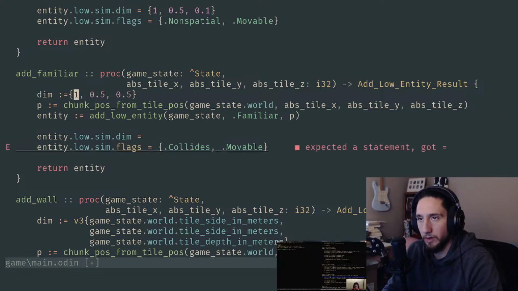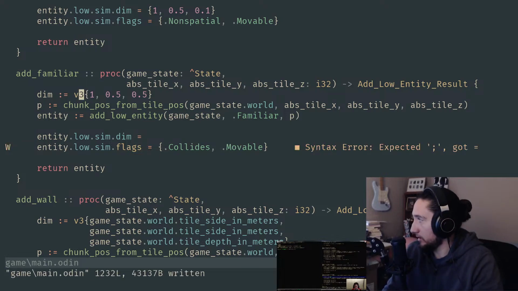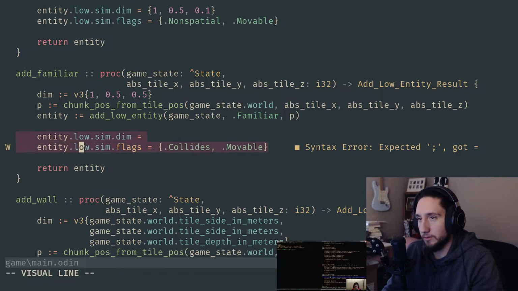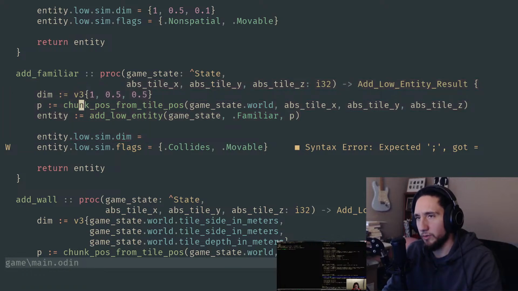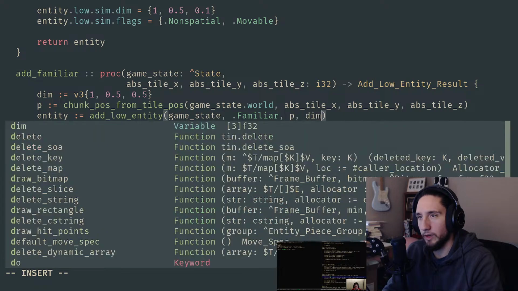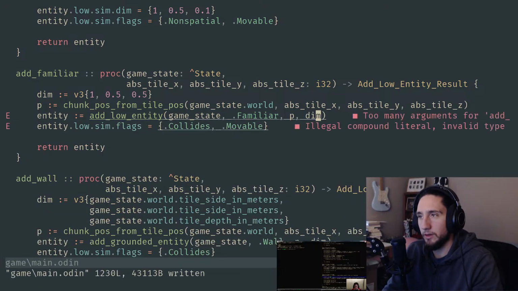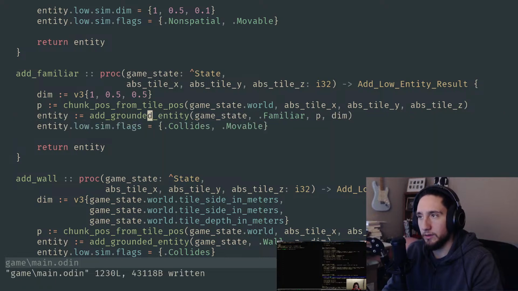Another nice thing about Odin is that we can just assign all that stuff straight up. Although I don't know why he couldn't actually before. Not sure why he didn't. Maybe it was like a holdover from before we had vector 3s. I don't know. And then this becomes that. And now I think we are all set.